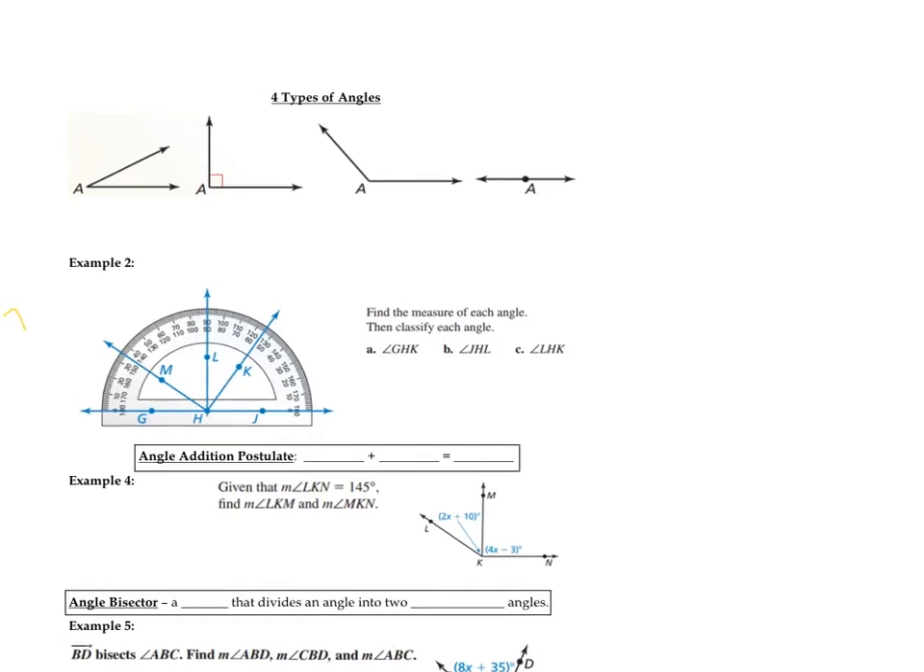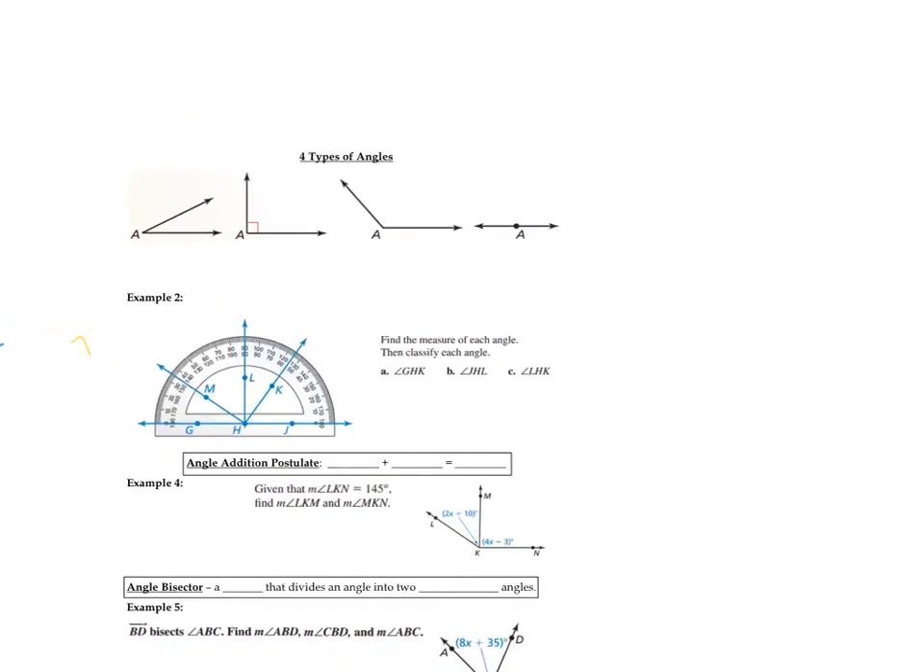All right, let's look at this next page. So we have the 4 types of angles, which you probably learned in elementary school. This first one is below 90 degrees, so this would be considered an acute angle. The second one is exactly 90 degrees, so that is called a right angle. This next one is greater than 90 degrees but less than 180 degrees, so this is called an obtuse angle. And this last one is exactly 180 degrees, so it is called a straight angle.